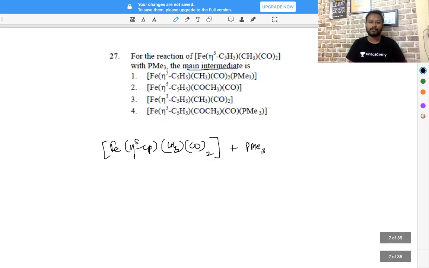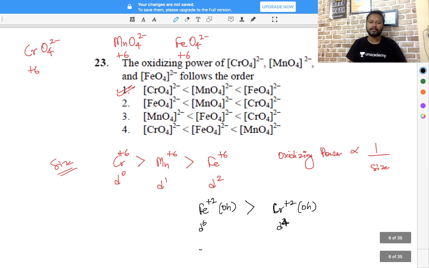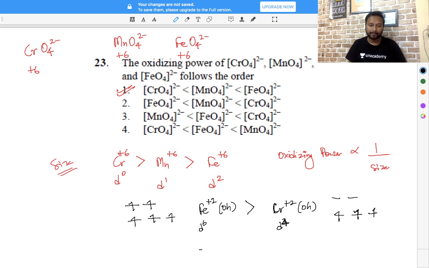Okay, coming back to this question over here, we were having this complex and it was treated with PMe3. They are asking about the main intermediate. So what will you get? See, generally, how we do this question. Okay, both will gain stability. Let me just discuss this. Iron will become d5, and chromium when it removes one electron will become d3. Though both of them are stable, this is completely half filled stable, and this one is t2g half filled stable.